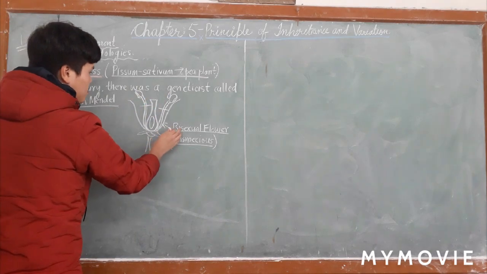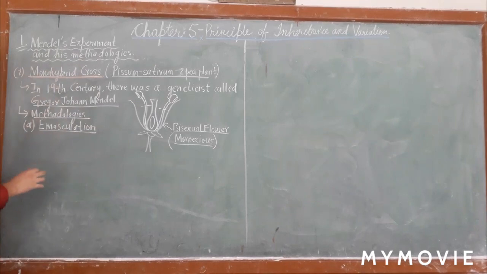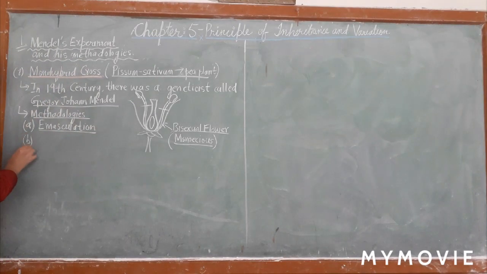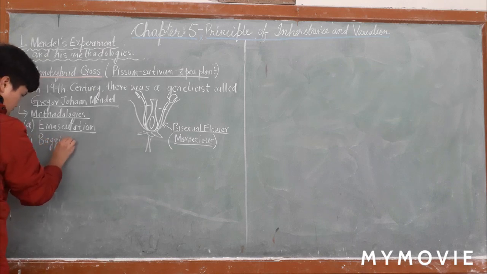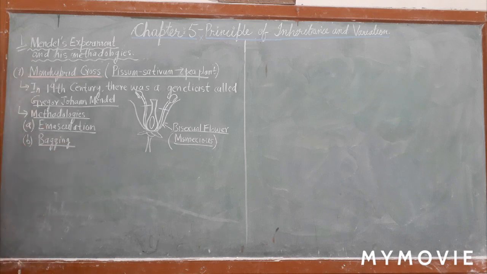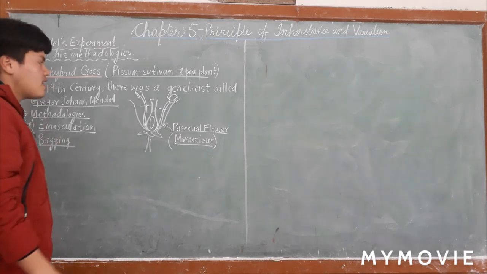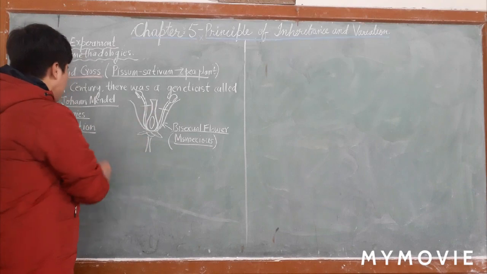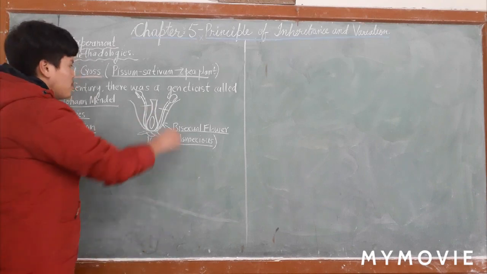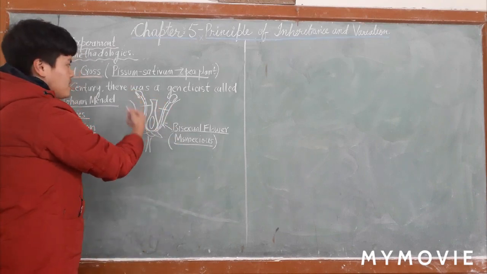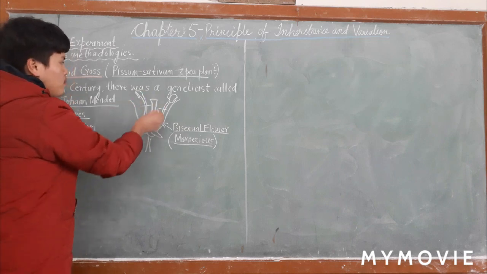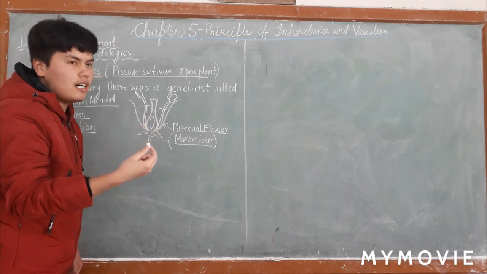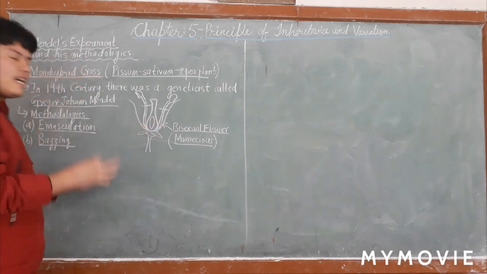Now we have converted bisexual flower into unisexual flower. The step number B1 is your bagging. Now bagging is defined as the process of covering the stigma of the emasculated flower with butter paper or plastic, in order to prevent pollination by unwanted pollen grains. That is the experiment schedule.